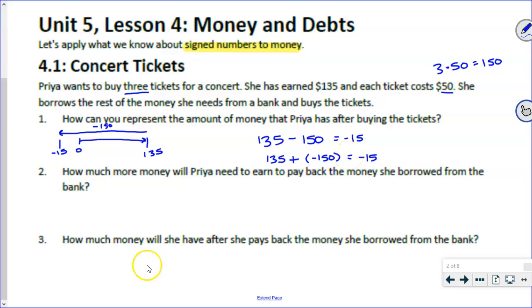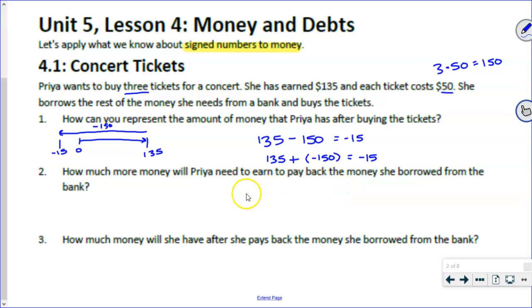So how much more money will Priya need to earn in order to pay back the money that she borrowed from the bank? She had 135, spent 150, so she's in debt with the bank $15. How much money does she need to pay the bank back?